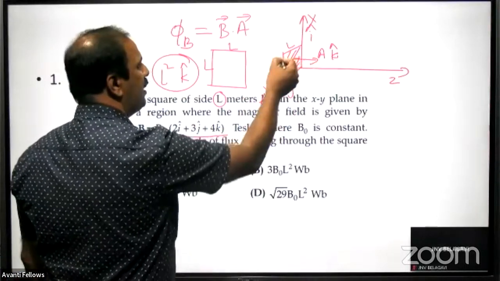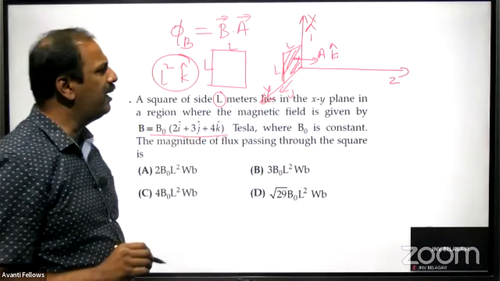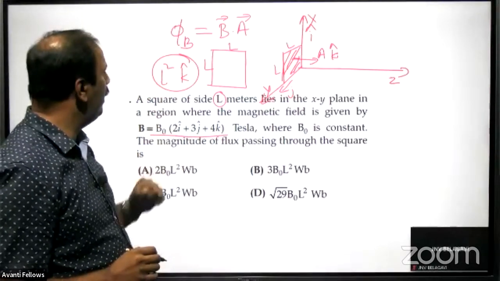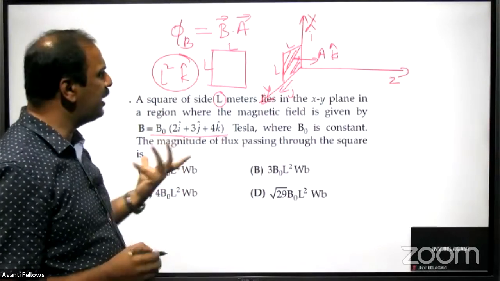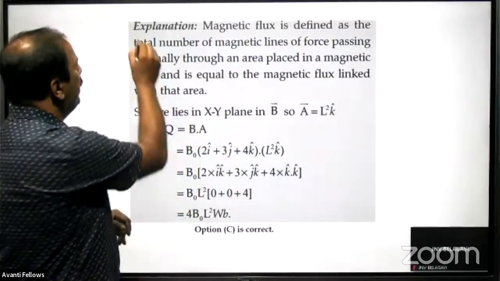So L is one side, which means L square will be the area, and the direction is along K. So L square K is the area here. Now the second part is easy. I will just show the solution of this one, so it will be easy for you. So the explanation is here.